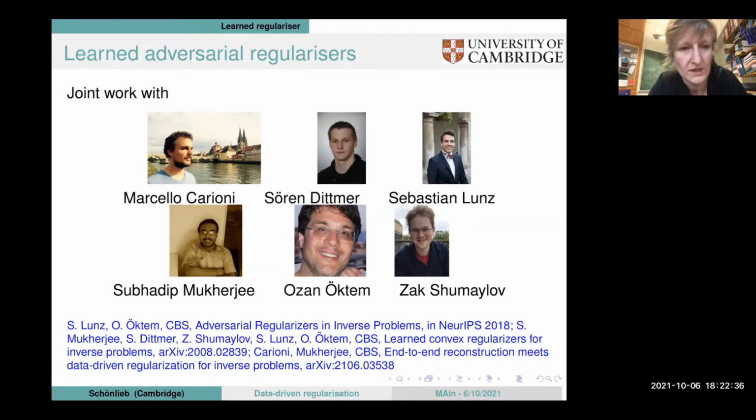So Marcello Carioni, who is a postdoc in Cambridge, Søren Dittmer, who is a postdoc in Bremen and in Cambridge, Sebastian Lunz, who is a former PhD student of mine, now went to the city and started working for a hedge fund. Shubho Mukherjee is a postdoc also with me in Cambridge. Ozan Öktem is a colleague of mine from KTH in Stockholm. And Zach Shumyalov is a super talented undergraduate math student who joined us a couple of summers in these projects.